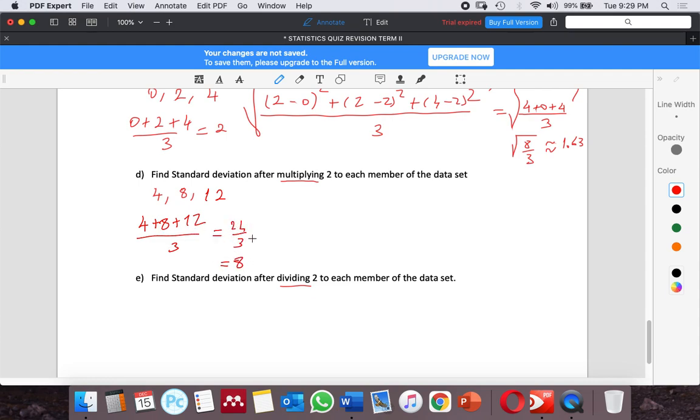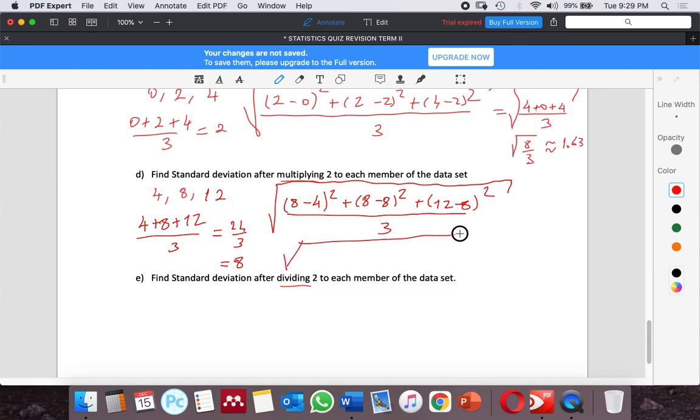8. So to find the standard deviation, 4 minus 8 squared, 8 minus 8 squared, and 12 minus 8 squared, divided by how many members there are. If I take the square root, it will be the standard deviation. If I don't take the square root, it will be the variance. So 4 squared is 16, plus 0, plus 12 minus 8, which is 4, squared is 16, divided by 3, which is 32 divided by 3.